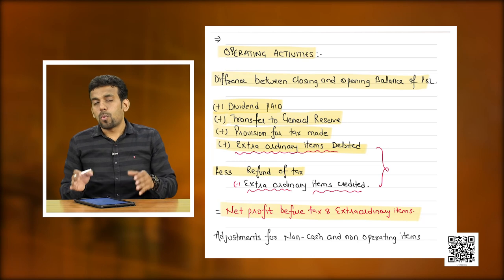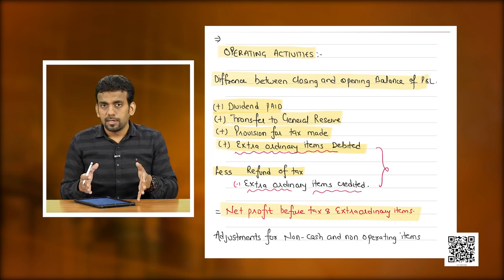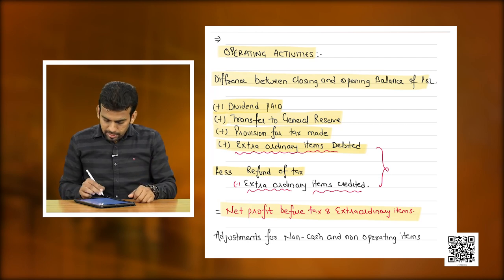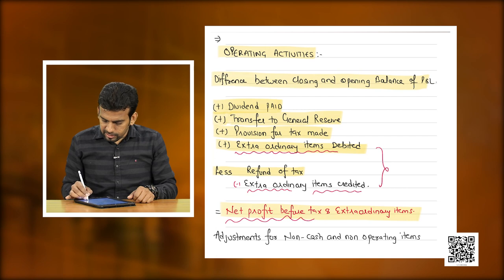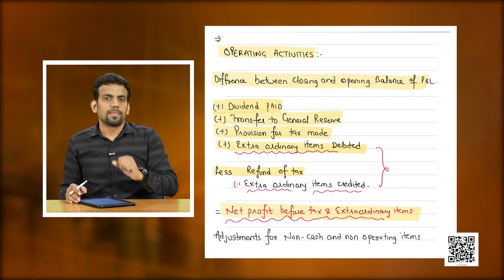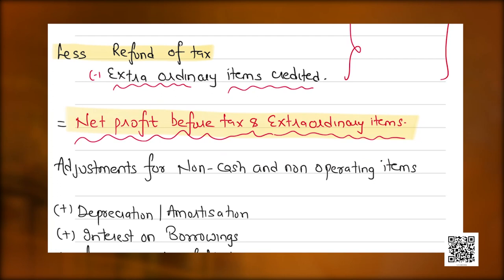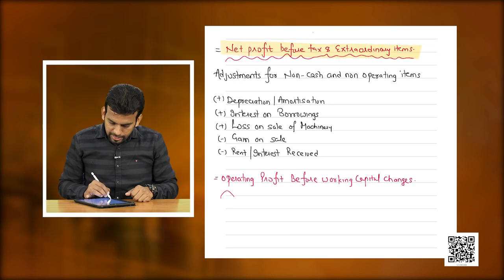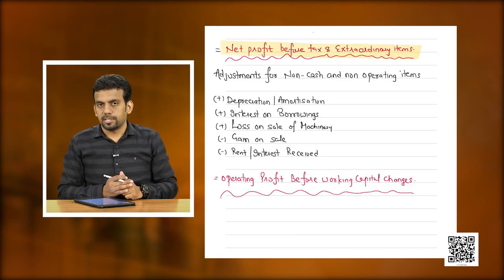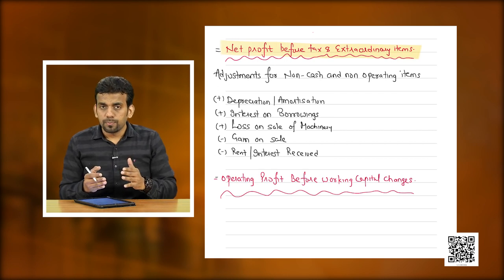So, while calculating operating activities, the very first step is to calculate net profit before tax and extraordinary items. This is the first step you all must learn. You would have a few questions in your textbook just to calculate net profit before tax and extraordinary items. So, the method to study this chapter is making 2-3 questions of just calculating net profit before tax and extraordinary items. Now, the second step is to calculate operating profit before working capital changes. And we would continue the same thing.